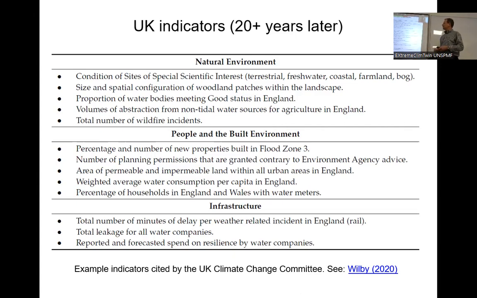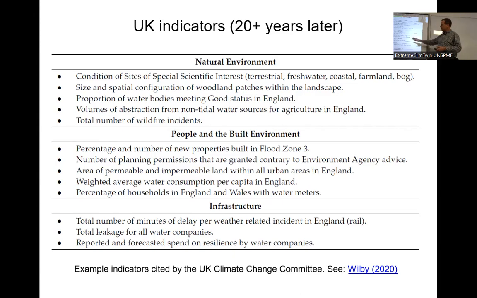Some of these other indicators might be a little bit harder to understand. So, for example, the size and spatial configuration or pattern of woodland patches within the landscape. What's that got to do with climate change? Well, green patches, the mosaic of habitats is a useful indicator of biodiversity and how plants and habitats might be impacted by climate change and other factors in the landscape.